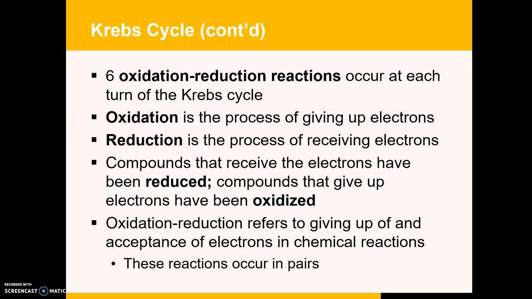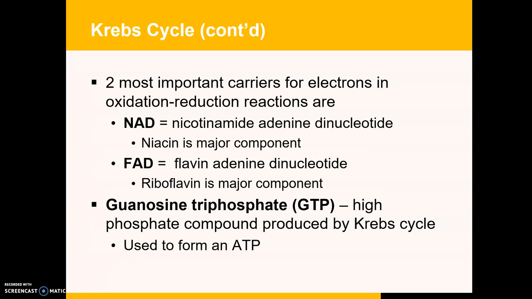When electrons are removed, they can be destructive if allowed to remain free within the cells. Therefore, oxidation-reduction reactions are coupled. That is, when one compound needs to give up electrons and is oxidized, another compound simultaneously accepts electrons and is reduced. The two most important common electron accepting compounds we call NAD and FAD, which are nicotinamide adenine dinucleotide and flavin adenine dinucleotide.